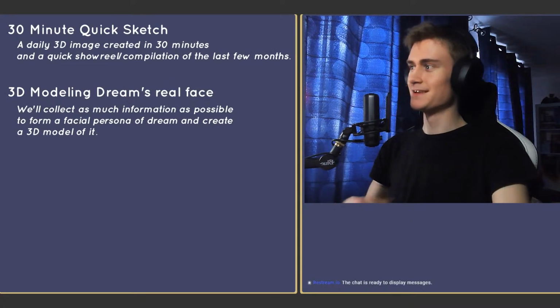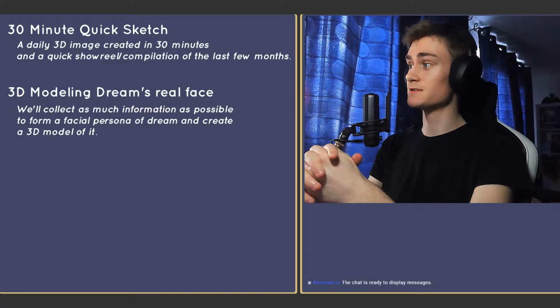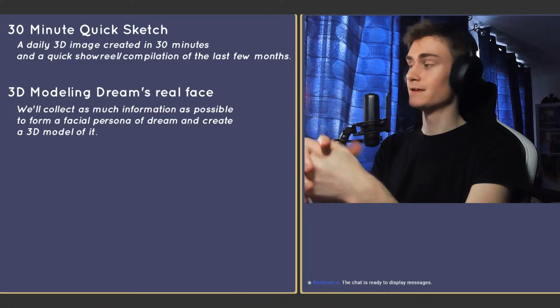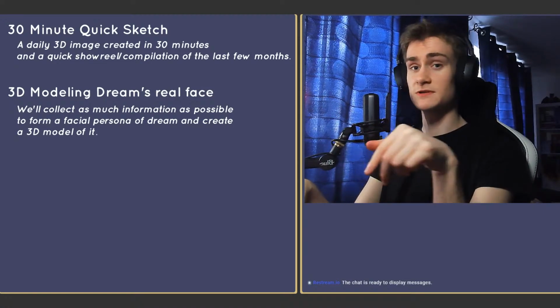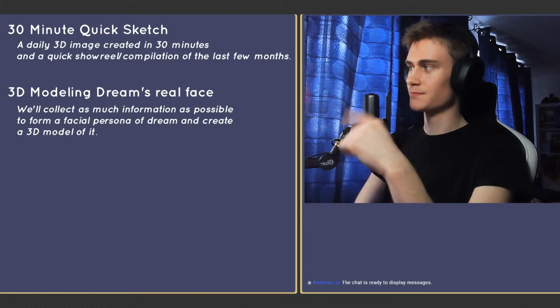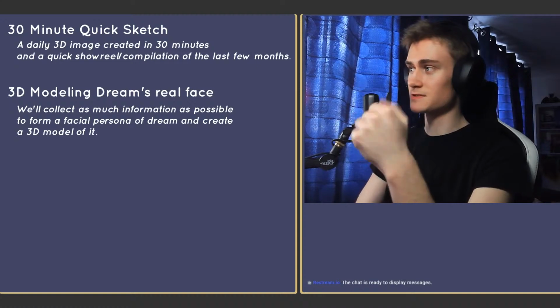So we have the 30-minute quick sketch as always, at the beginning of the stream. If you want to see only one of these sections of the stream, then you can go into the description or the timeline where there should be timestamps. So this will be the first topic, which will be right after this intro.